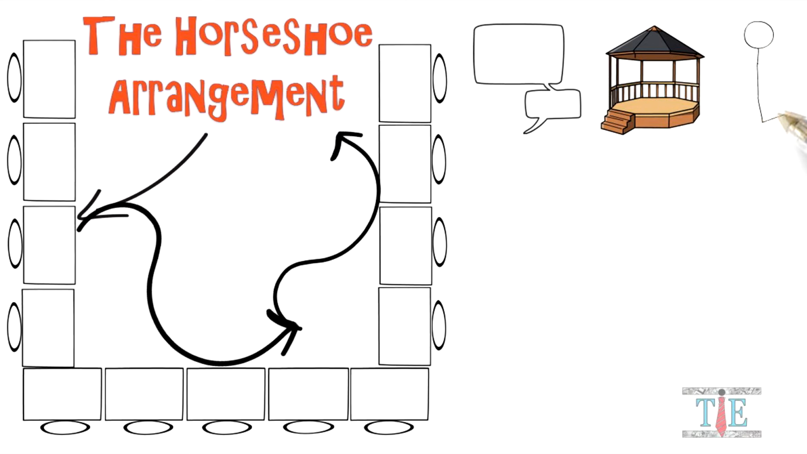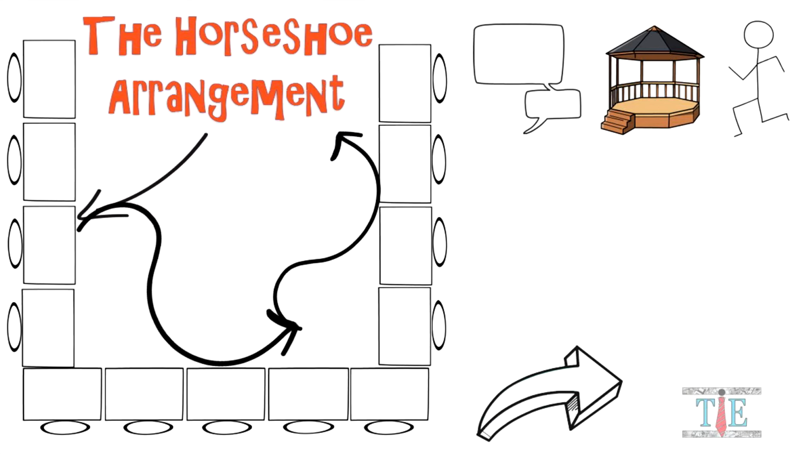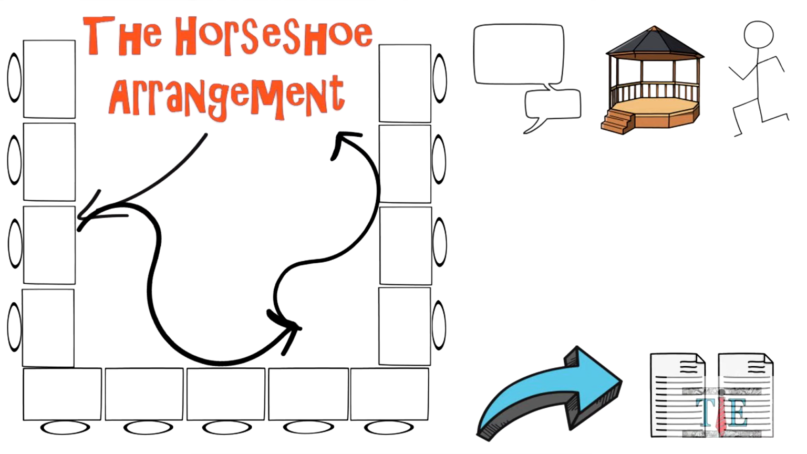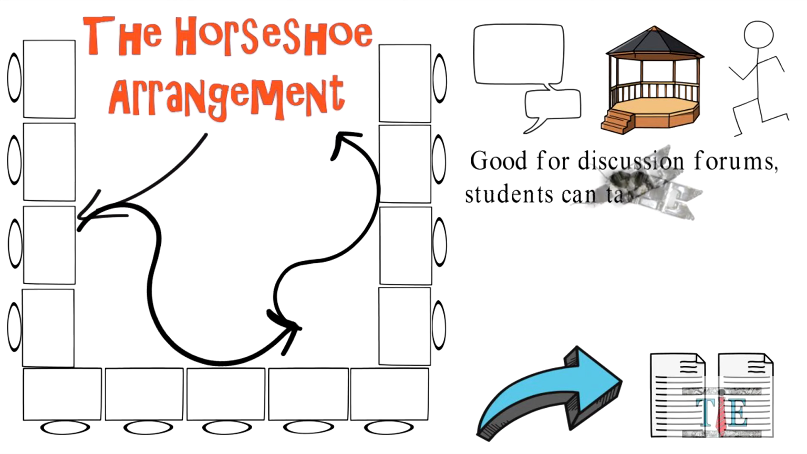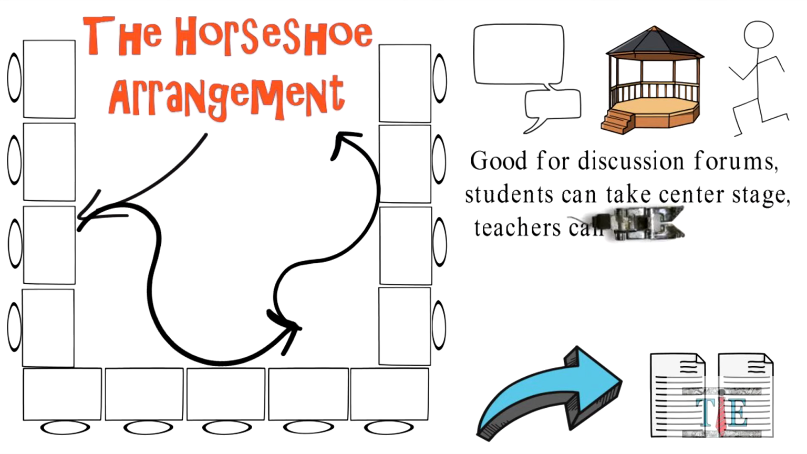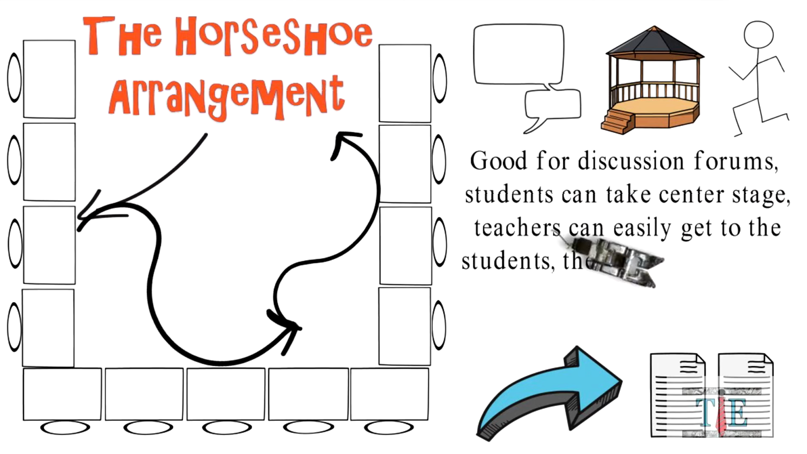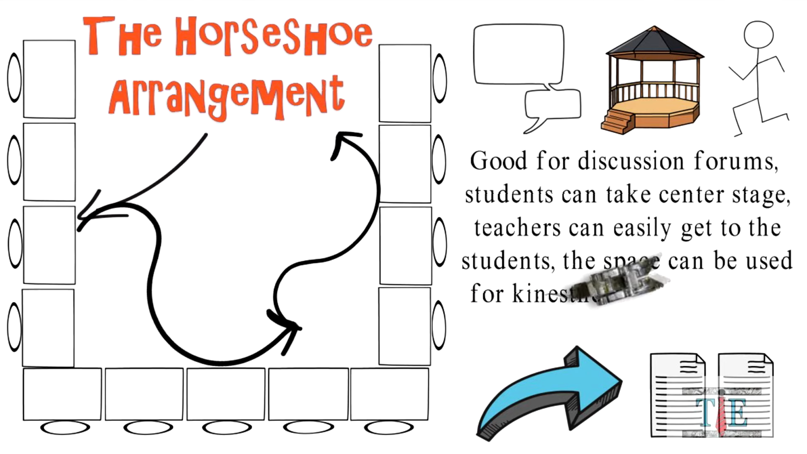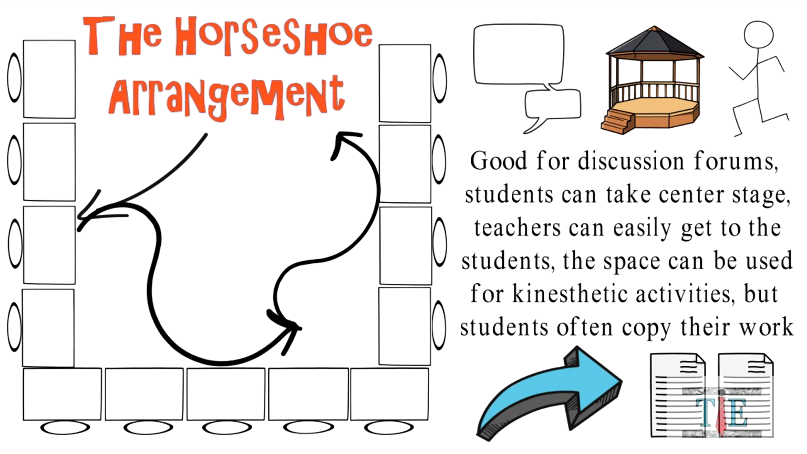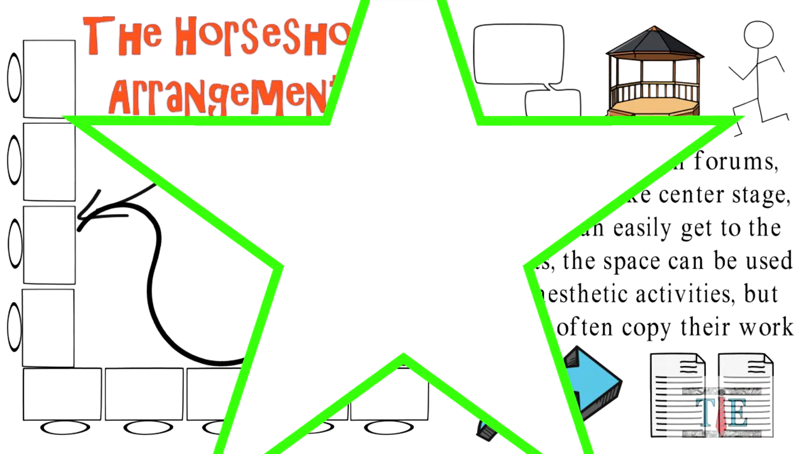The open space can be used for activities and to get students moving. Students can easily share materials with one another and help each other out. On the other hand, this often leads to students copying one another's work. The horseshoe arrangement is good for discussion forums. Students can take center stage. Teachers can easily get to the students. The space can be used for kinesthetic activities, but students often copy each other's work.